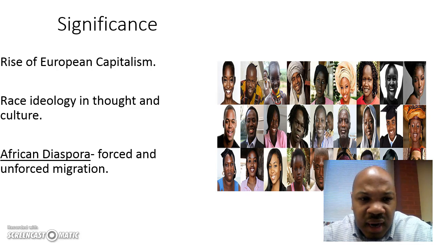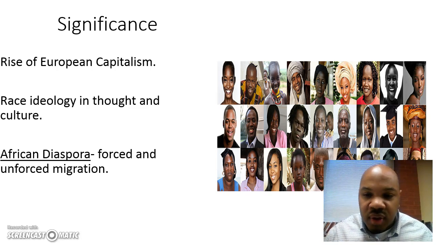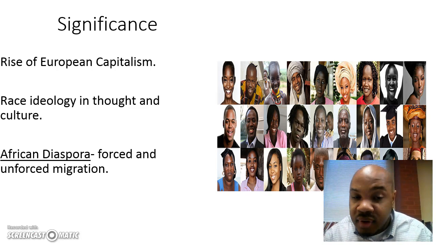We were also engaged in what was used for their enslavement. Well, one is race, ideology, and thought and culture. If you have taken a sociology course, they will tell you that racism is a social construct. But what they have not told you is that racism is also a historical construct as well. And you'll be seeing race as an ideology in both thought and in culture to justify the enslavement of Africans.